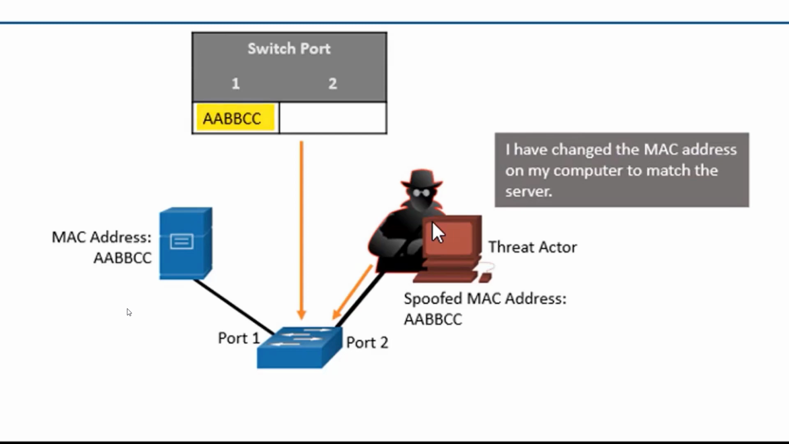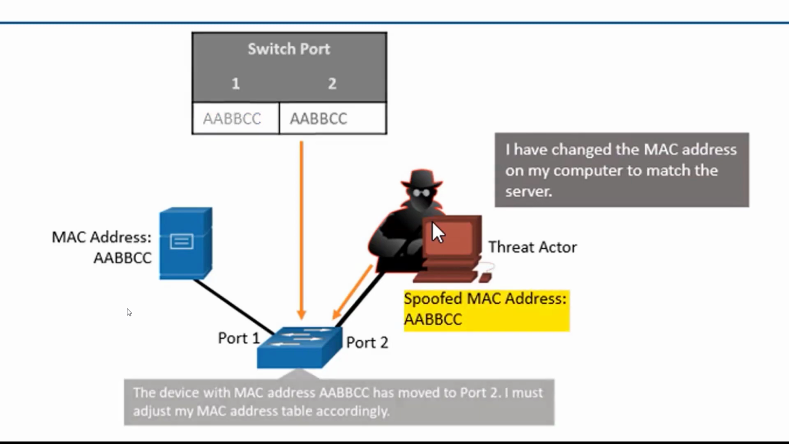But if the threat actor spoofs the MAC address of the server and attempts to become the server, and then they communicate, the switch will learn now that the MAC address AABBCC, which was the server MAC address, is now inbound. It's coming in on the ingress of port 2. Thus the switch says, oh, I understand that AABBCC, that machine has moved and now exists off of port 2. So whenever I, the switch, must send traffic to the server, of course, I will send it out now on port 2.